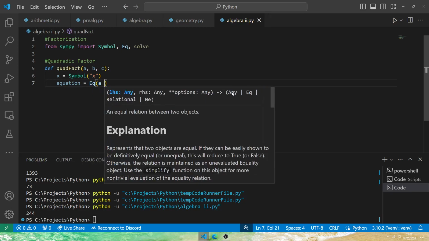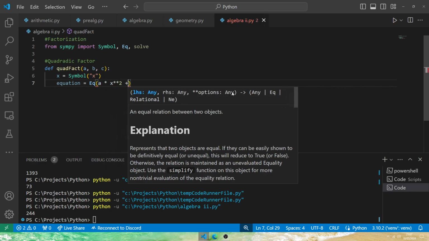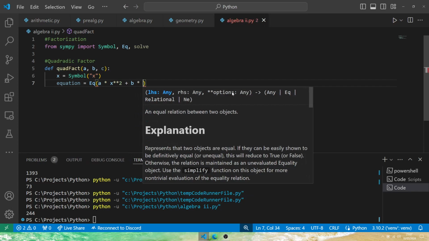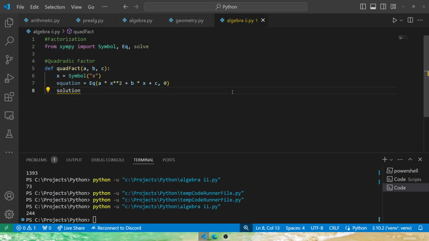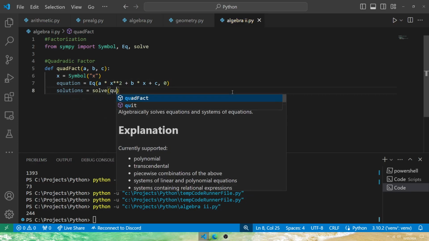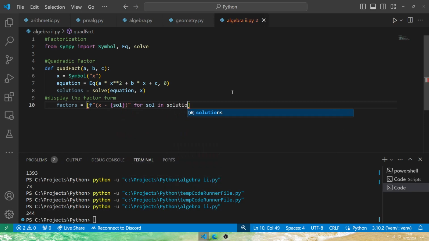And we could do equation, EQ. Our equation is going to be a times x to the power of 2 plus b times x plus c, and we'll pass in a 0. So our solutions is going to be solve equation with x. And our factors, this is going to display the factor form. So our factor form is going to be x take away the solution for sol in solutions.